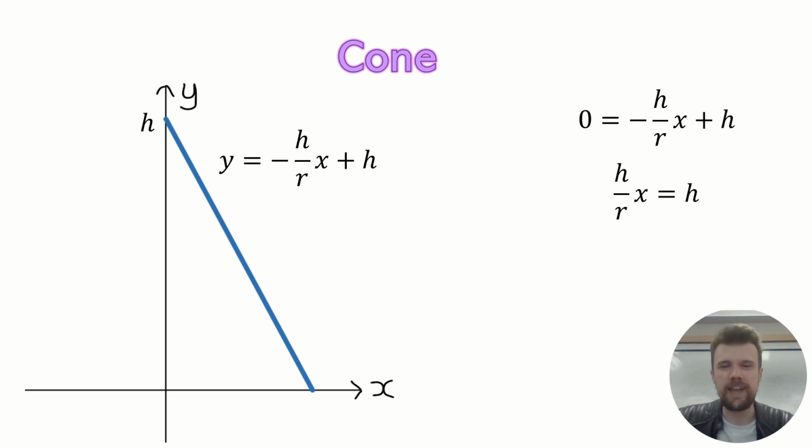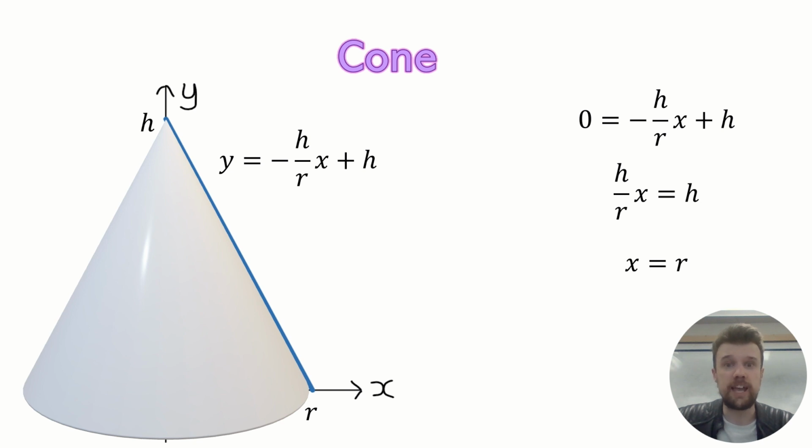Then divide by h over r to get x equals r as our x-intercept. That means if we rotate this region about the y-axis, you will end up with a cone that's got a height of h and a base of a circle with a radius of r, which is exactly what we want. Worth pointing out that h and r are going to be constants for the purpose of this proof as well.